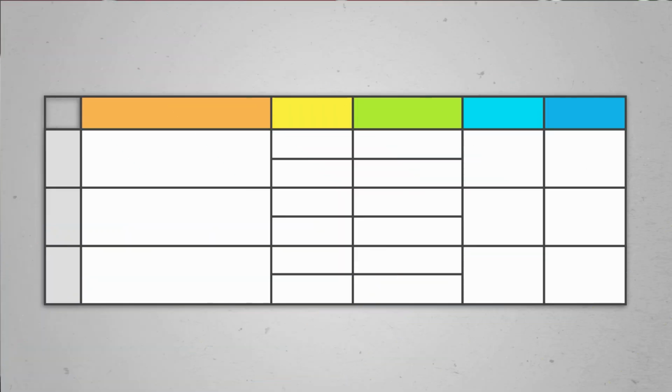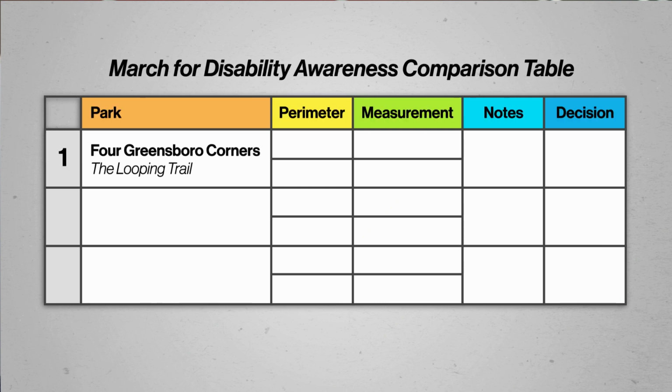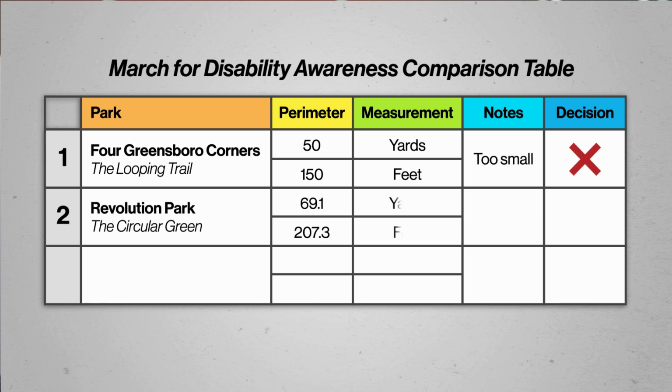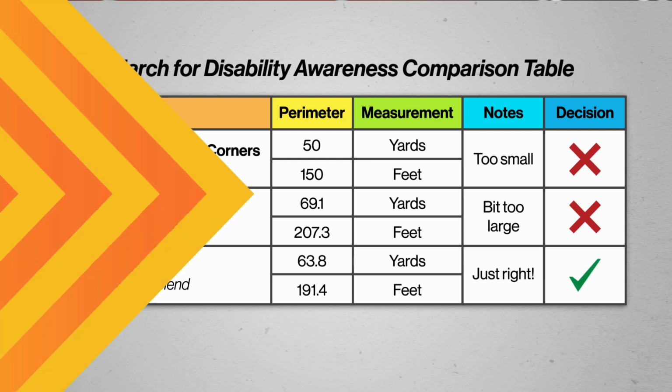To finish their planning, Nikema and Carla made a table to look across their park options. The 4 Greensboro Corners Park seems too small, and Revolution Park seems a bit too large, while Dunkley Park appears to be just right. In real life, if we need to know the perimeter of an object, it often won't be as easy as adding up all the sides. Sometimes we have to break down the problem and use logic to connect different pieces of the puzzle.